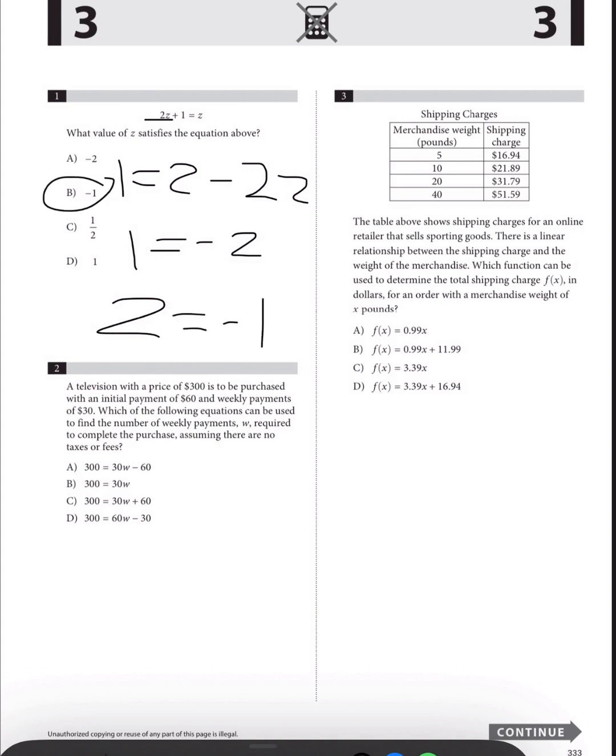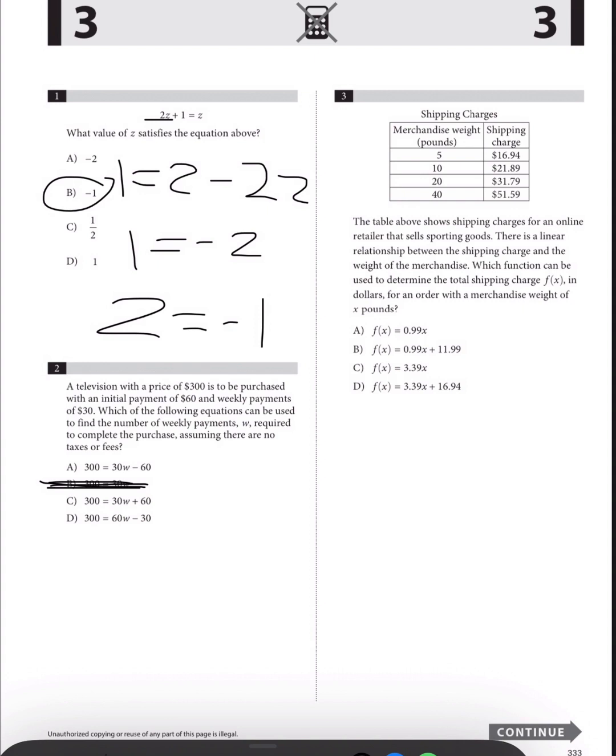A television with a price of $300, so all of these are 300, which is good, is to be purchased with an initial payment of $60. Initial payment of $60, so that's really important. As you can see here, B is already wrong because there is no initial payment being seen, so we can just mark that off. And then it's a weekly payment of $30.